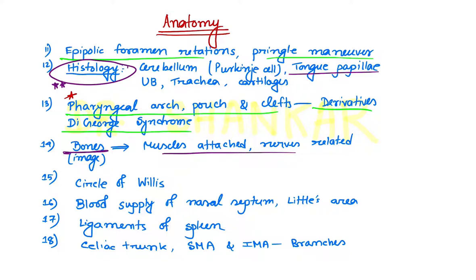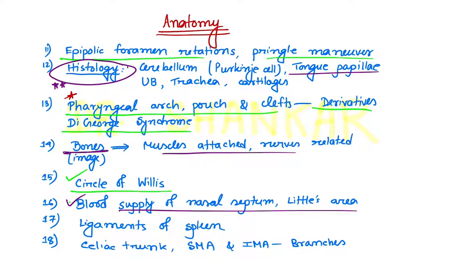Another thing that is important is circle of Willis. So this blood supply of the brain is important. Next, blood supply of the nasal septum and Little's area. Like which arteries help in formation of Little's area, and which is the principal artery for epistaxis, and order of ligation of arteries during epistaxis. These questions are important.